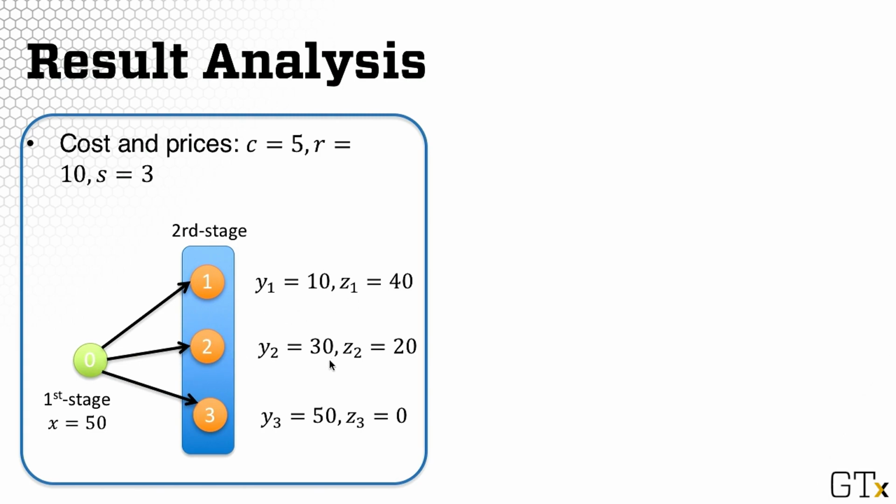For the normal demand level of 30, that's what we sell to maximize the revenue, plus whatever is left, 20 units, will be sold at the discounted price. And then for the third scenario, we have 50 demand. That's a high demand scenario. All the production is sold, and there's no leftover. So given this price structure, this is the optimal way to do the production and selling.